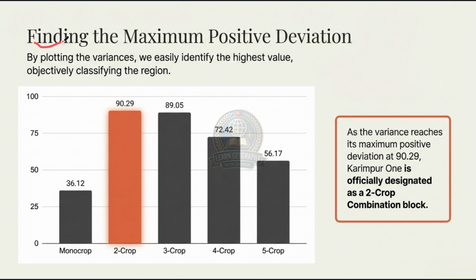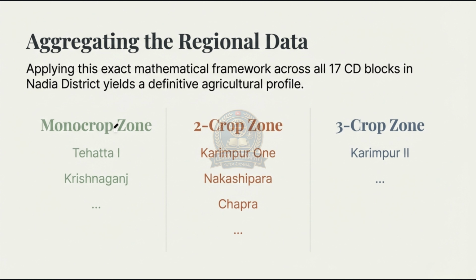Okay, after that, finding the maximum positive deviation. By plotting the variance, we easily identify the highest value, objectively classifying the region. Monocrop, 2 crop, 3 crop, 4 crop, and 5 crop. As the variance reaches its maximum positive deviation at 90.29, Karimpur 1 is officially designated as a two-crop combination block. That's because it gets the highest maximum positive deviation. That's why it is a two-crop combination block.